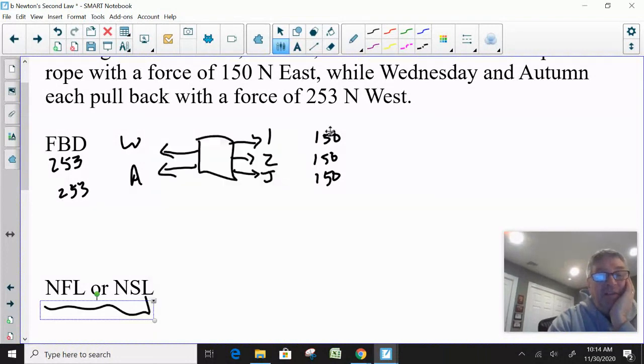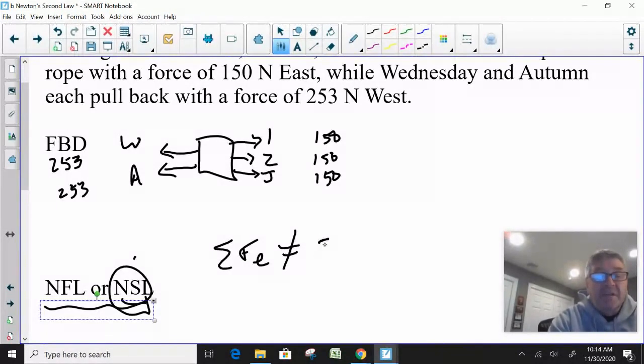Well, with some quick math, I can say that's 450, and that's going to be 5-something. So I definitely know it's unbalanced. It's the second law. These forces to the right don't cancel the forces to the left. So the sum of the forces left does not equal the sum of the forces right, and therefore we have Newton's second law.